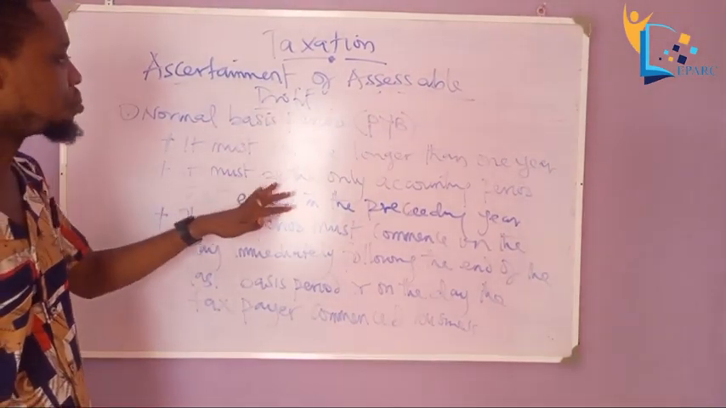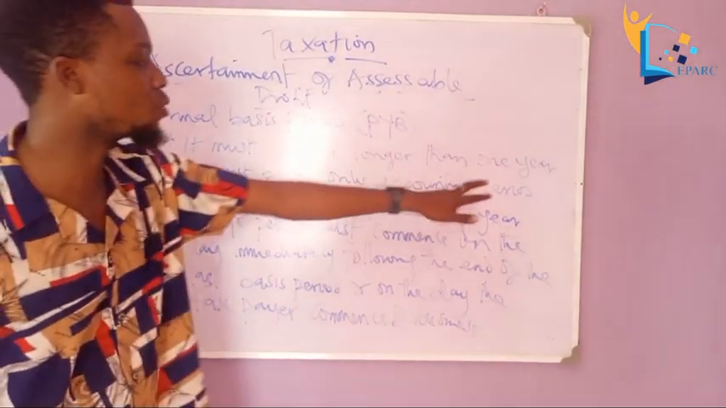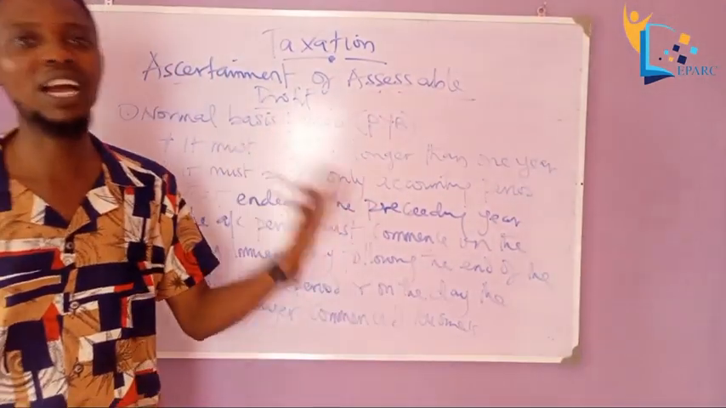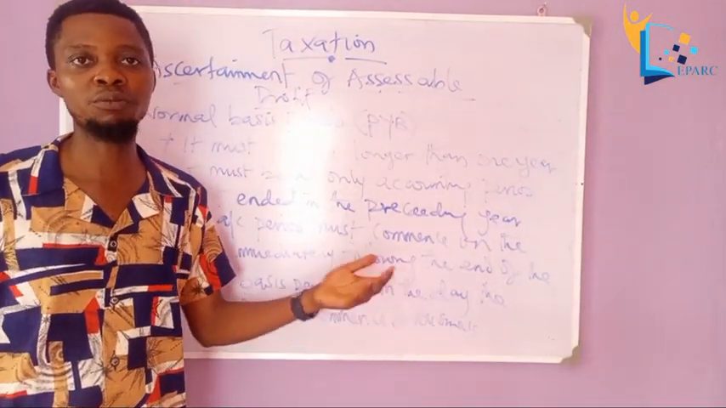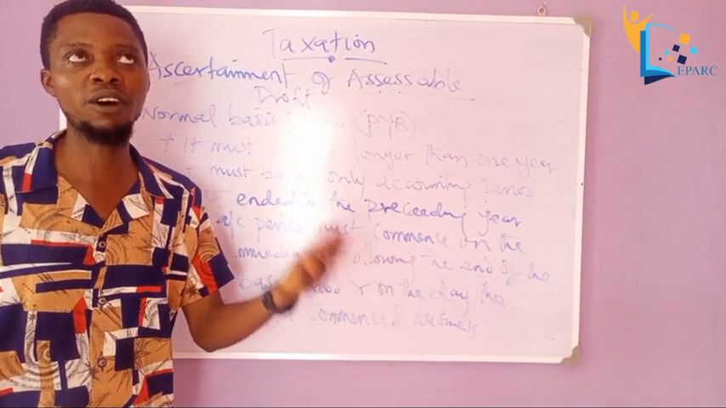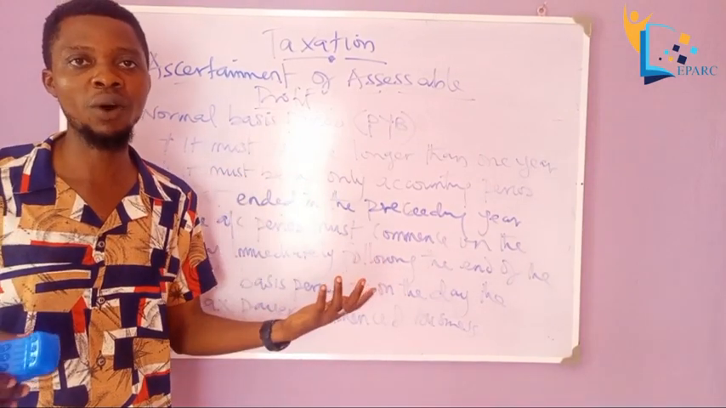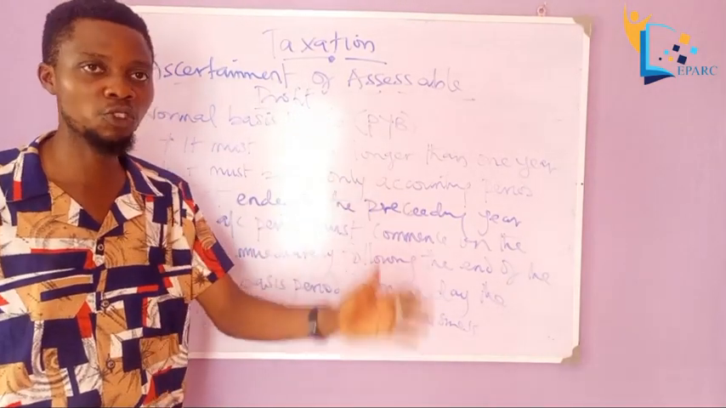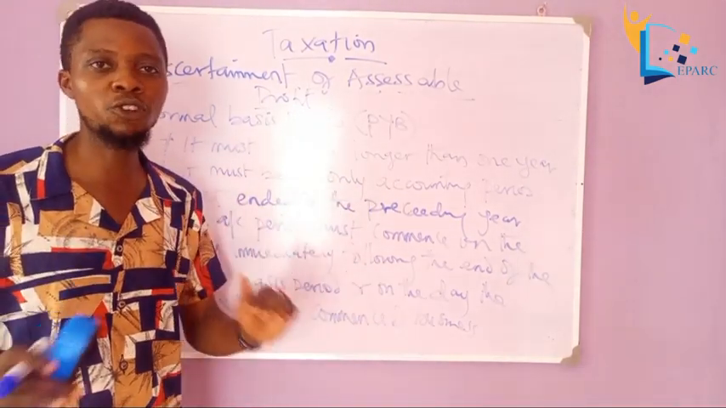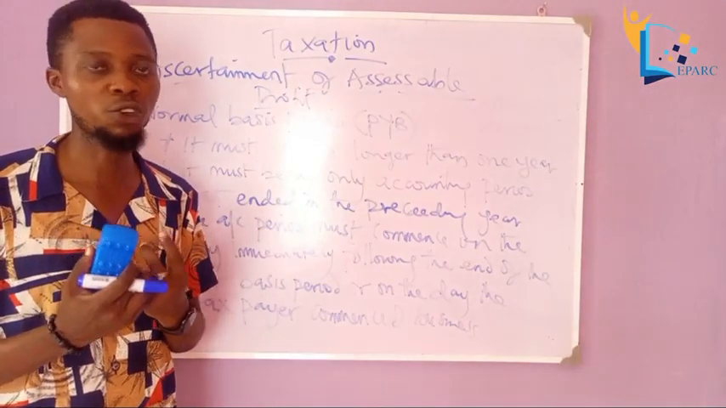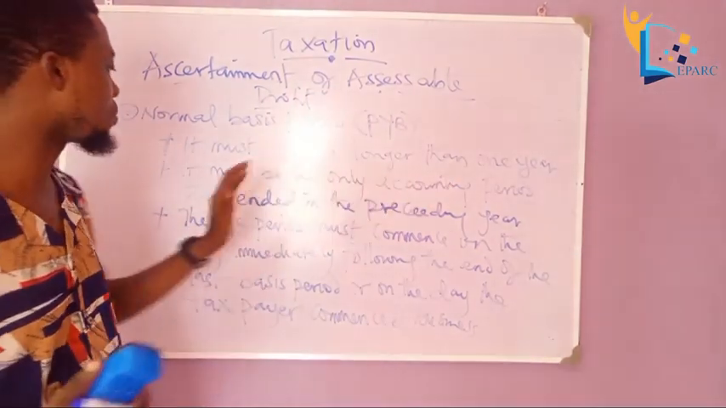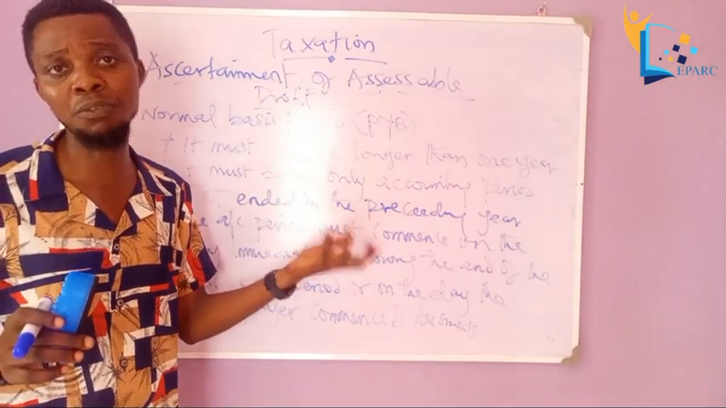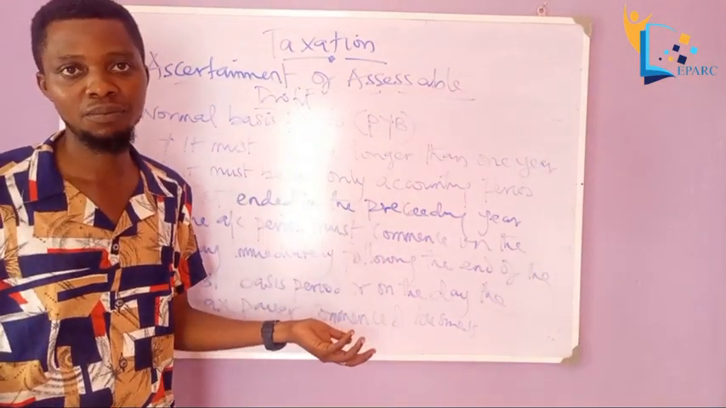Number 2, it must be the only accounting period that ended in the preceding year. You must not have more than one accounting period. For instance, you have from January to December, and then from February to January, a different accounting period. No. You should be consistent. If you're using from so period to so period, that period should be the only accounting period for you. And it must be the only accounting period that ended in the preceding year.